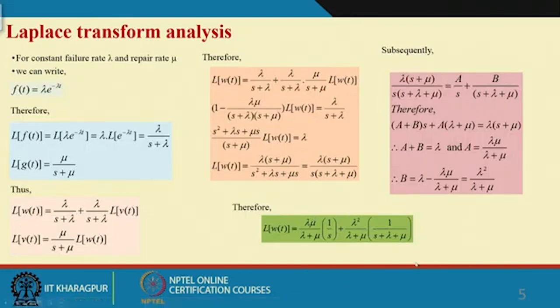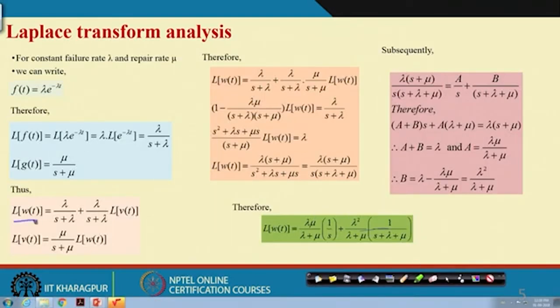So, you will be getting this one: LWT equals lambda by S plus lambda, by S plus lambda into LVT, and LVT is mu by S plus mu into LWT. Now, we are interested to know the WT. So, in this equation, put the value of LVT into this equation.